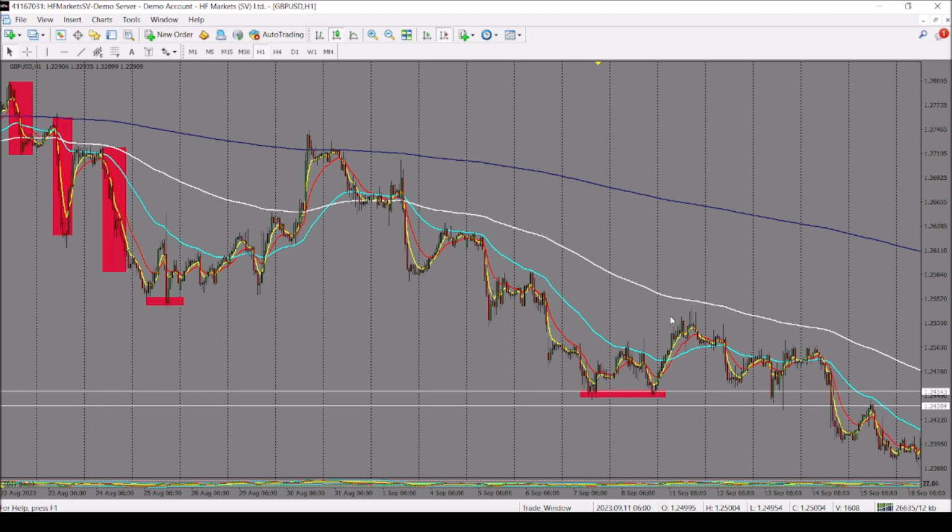So basically, this particular entry, if you take it 50 times, I actually assure you, you will double your account.